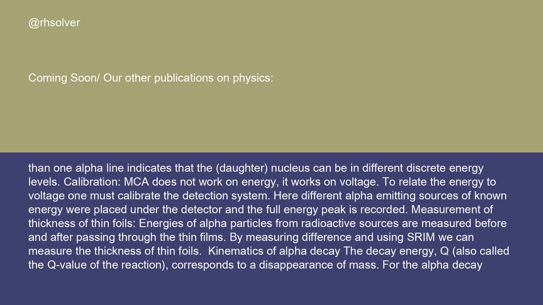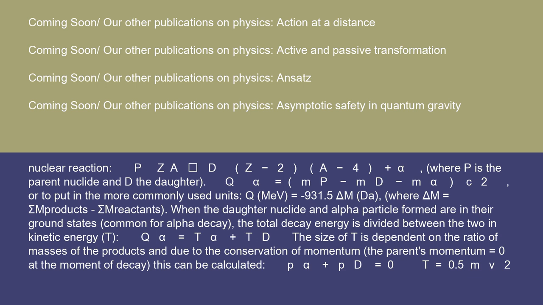Kinematics of alpha decay. The decay energy, Q, also called the Q value of the reaction, corresponds to a disappearance of mass. For the alpha decay nuclear reaction, P(Z,A) goes to D(Z-2,A-4) plus alpha, where P is the parent nuclide and D the daughter. Q alpha equals (M_P minus M_D minus M_alpha) c squared, or to put in the more commonly used units, Q equals minus 931.5 delta M, where delta M equals the mass of products minus reactants. When the daughter nuclide and alpha particle formed are in their ground states, common for alpha decay, the total decay energy is divided between the two in kinetic energy. Q alpha equals T alpha plus T_D.